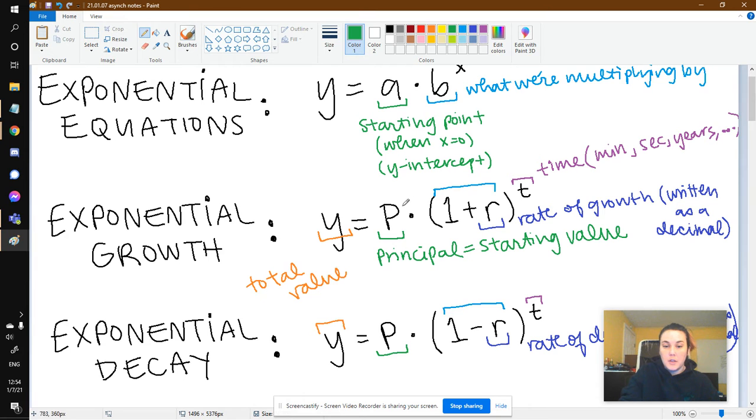Okay, so exponential growth, again, you start with what you start with. You multiply by 100% plus the percent that you're adding, and then you take that to the power of time. Whereas decay, you start with what you're starting with. You multiply it by 100% minus what you're decaying by, and then you do it for whatever amount of time you're doing.